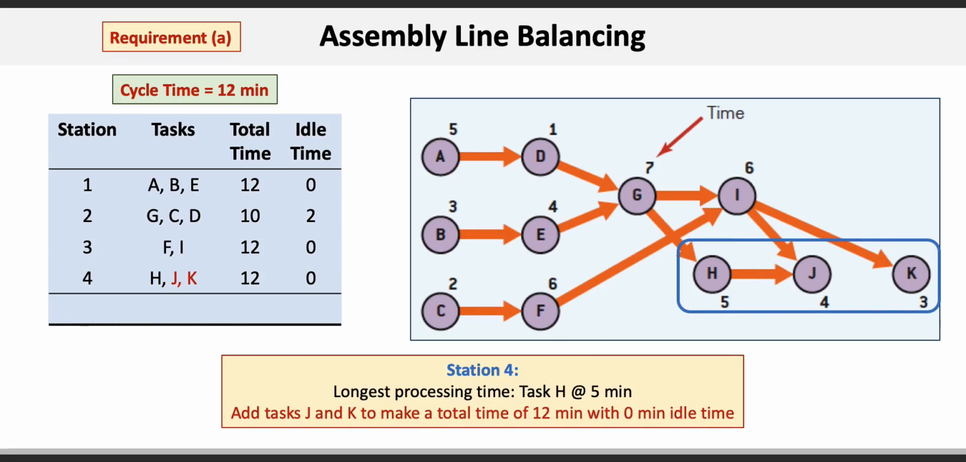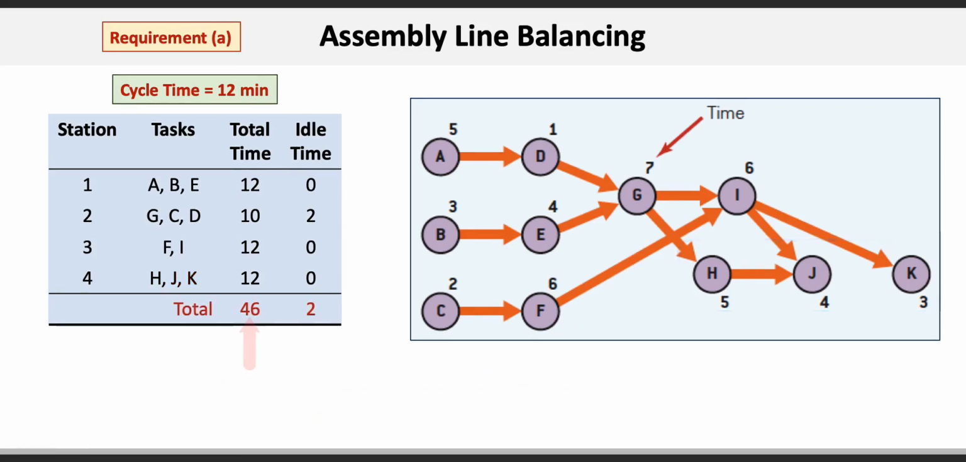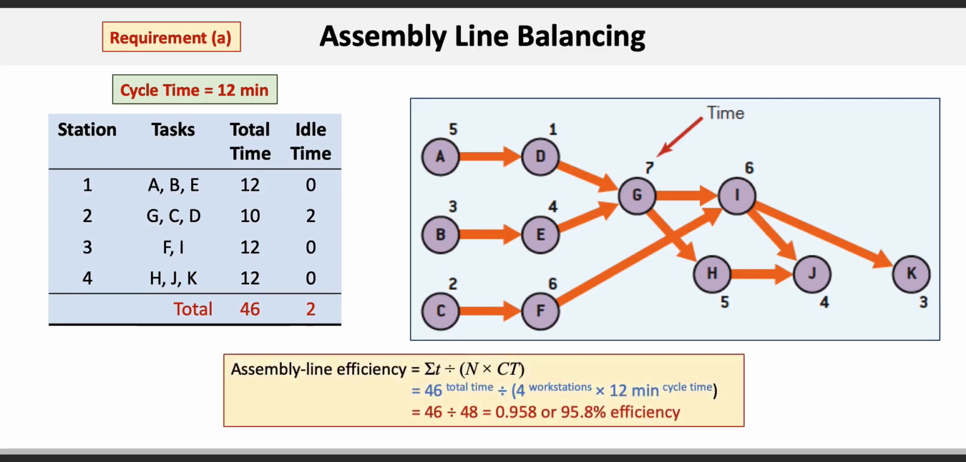Now the line's balanced. We can add up the total workstation times to get a total of 46 minutes and a total idle time of 2 minutes. Finally, we can calculate the efficiency by taking the total workstation time divided by the number of workstations times the cycle time. 46 minutes divided by 4 workstations at 12 minutes each is 46 minutes divided by 48 minutes, and that equals 0.958 or 95.8% efficiency, which is pretty darn good. That also means the line is 4.2% idle, which can be calculated as the idle time of 2 minutes divided by the cycle time.